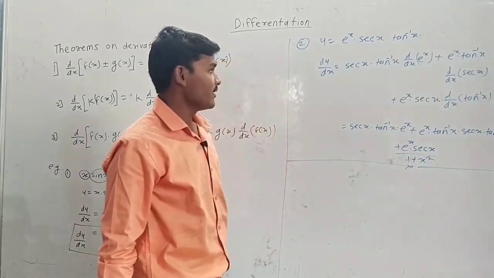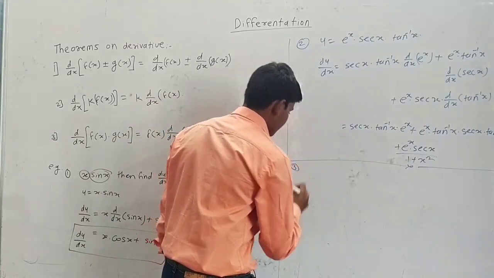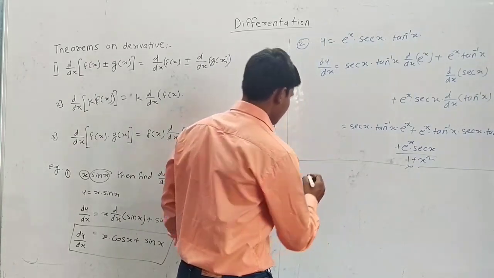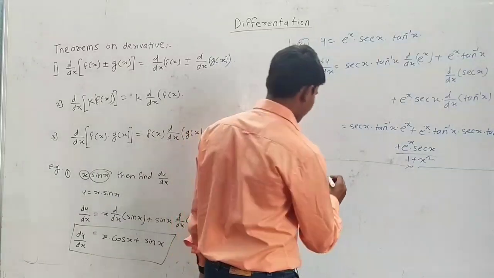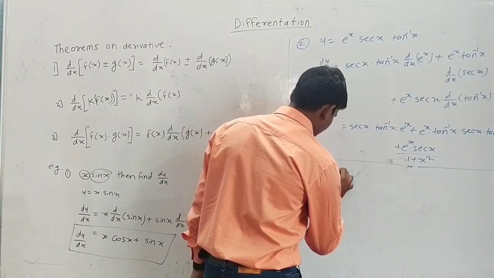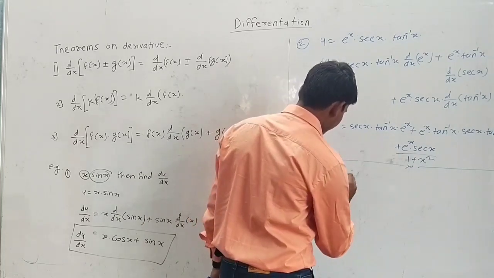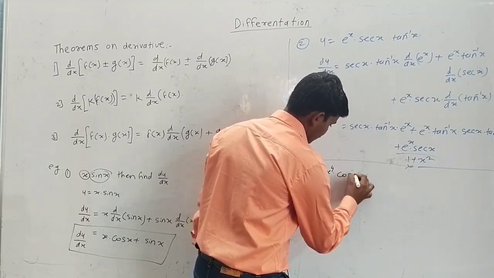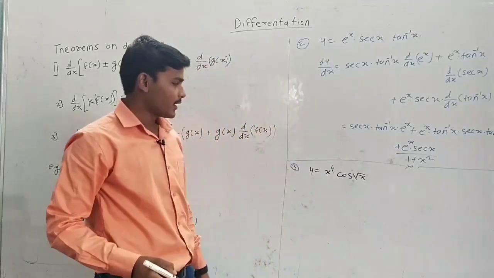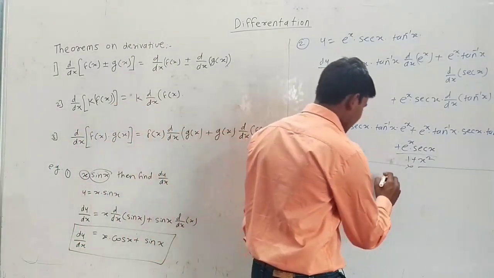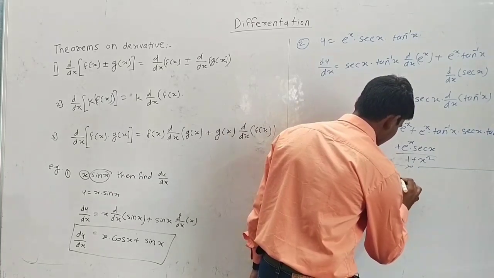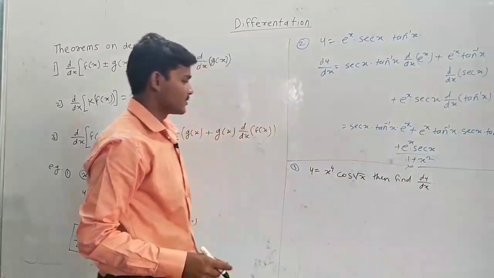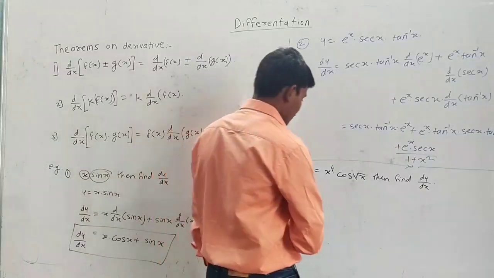Then next, the third example: y equals x raised to 4 into cos root x, then find dy by dx. This is so simple. Start.